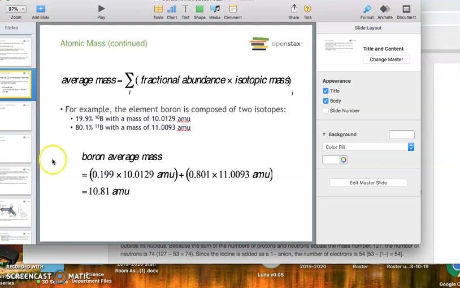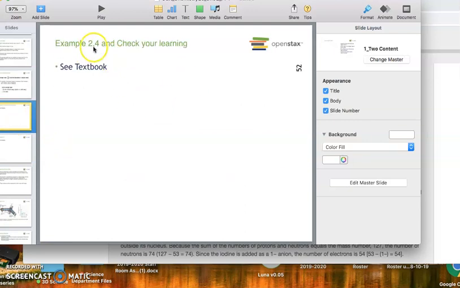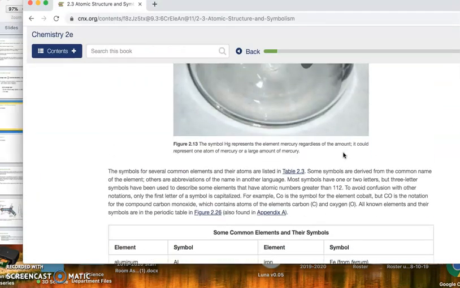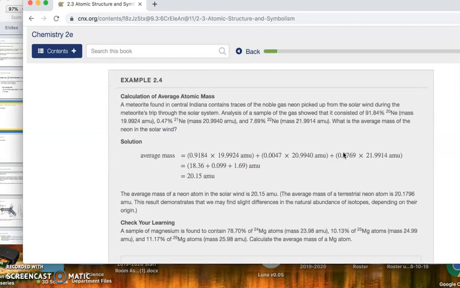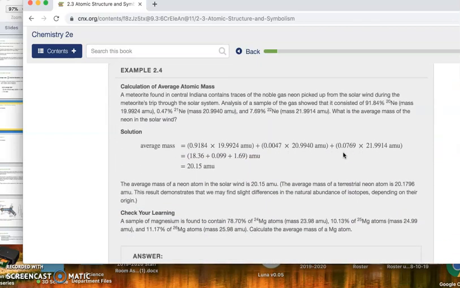All right, so now I'm going to show you a couple other examples that are in your textbook. So it says here, see example 2.4 and check your learning. So see the textbook. So we're going to move over to our textbook here. Let's scroll down here to example 2.4. There it is. All right, so it says a meteorite found in central Indiana contains traces of the noble gas neon picked up from the solar wind during the meteorite's trip through the solar system. Analysis of a sample of the gas showed that it consisted of 91.84% neon 20. Its mass is 19.9924 AMUs.